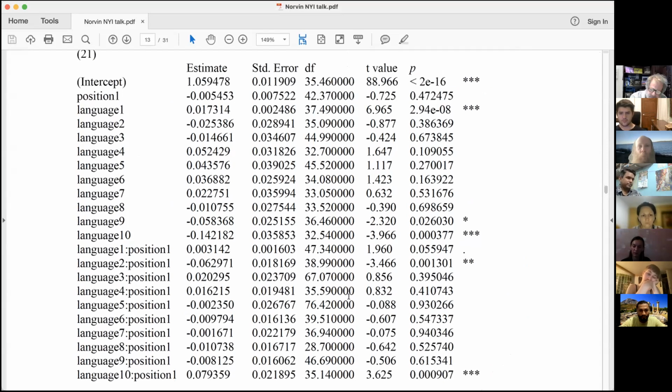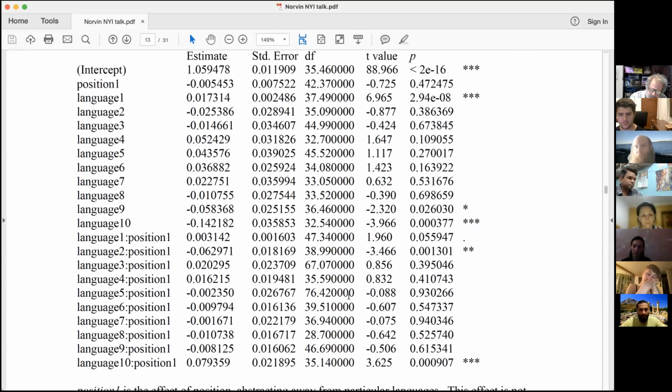Here's the result we got in 21. I've given this handout to John, and I bet John will share it with anybody who wants it. So if anybody wants to have a closer look at these data, they're here. But one of the things you can see, for example, is that position 1, that is, is there a difference between subjects and objects that's general across the languages? The answer is no. P is around 0.5. It's just kind of random.